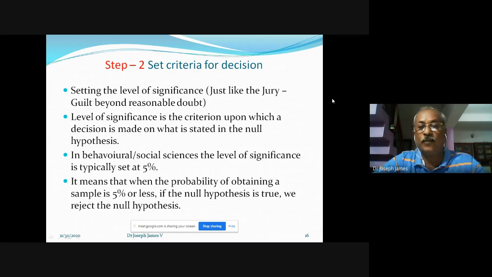So it means that when the probability of obtaining a sample is 5% or less, given that the null hypothesis is true, then only we reject the null hypothesis. And if the probability of obtaining a sample is 95%, we won't reject the null hypothesis. The null hypothesis has to be retained.